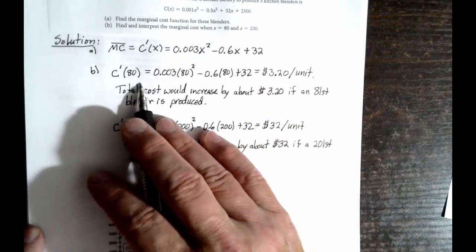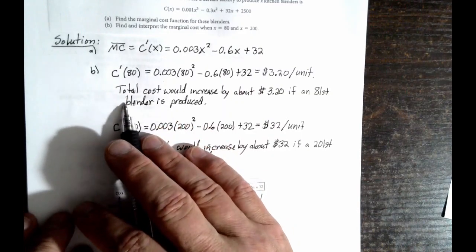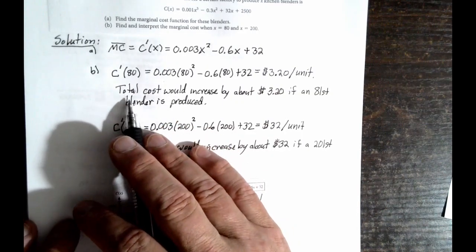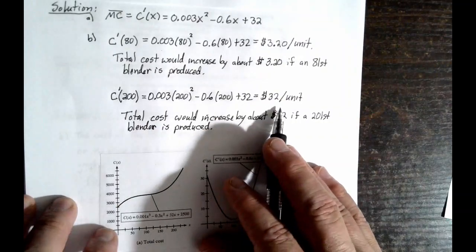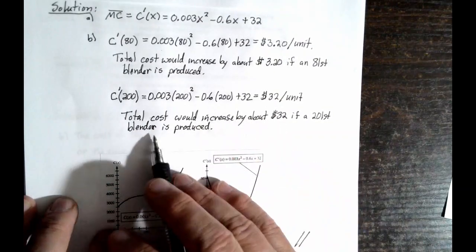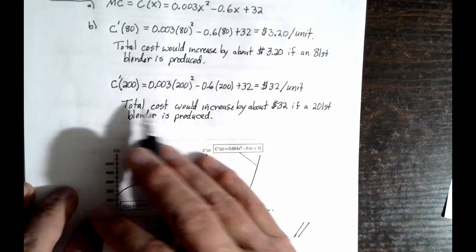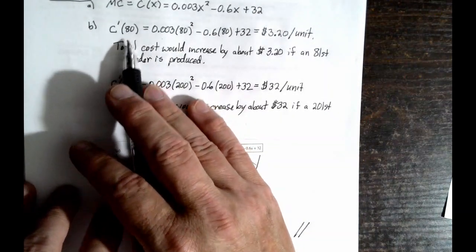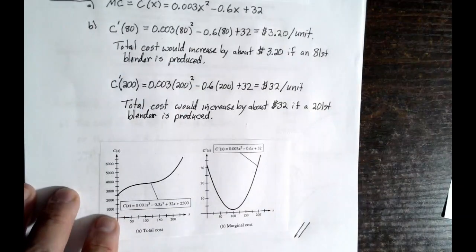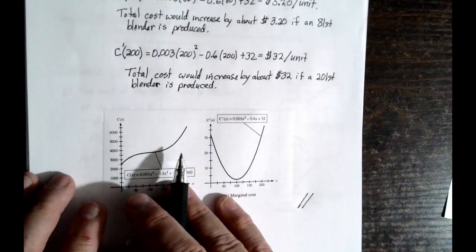And what that means is it will cost you $3.20 to produce the 81st unit. Plug in 200 in here and you get $32 per unit, and that means that the cost of producing the 201st unit is $32 versus the cost of making the 81st unit, which is $3.20. So you have a dramatic difference in the cost per unit.